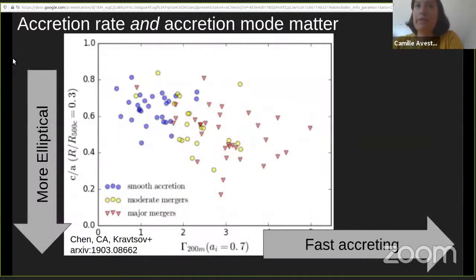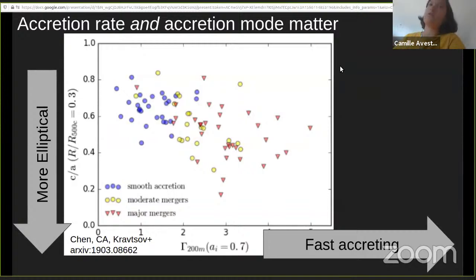So let's take a look at what she found. So it turns out accretion rate and accretion mode matter. So by mode, I mean recent merger history. On the y-axis, I'm showing the shape c over a, so this is the minor-to-major axis ratio as an example, measured at R500c.